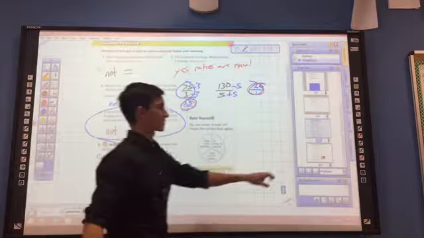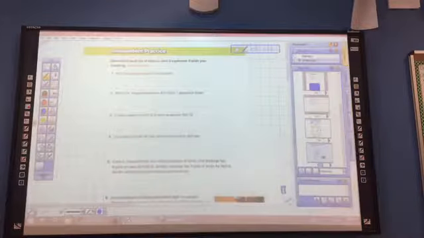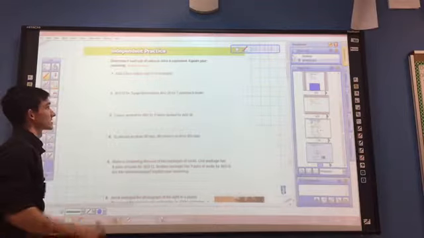Okay, let's go on to the next one. Last page, hopefully. Yep, and I've got 4 minutes to do it. So determine if each pair of ratios is equivalent.